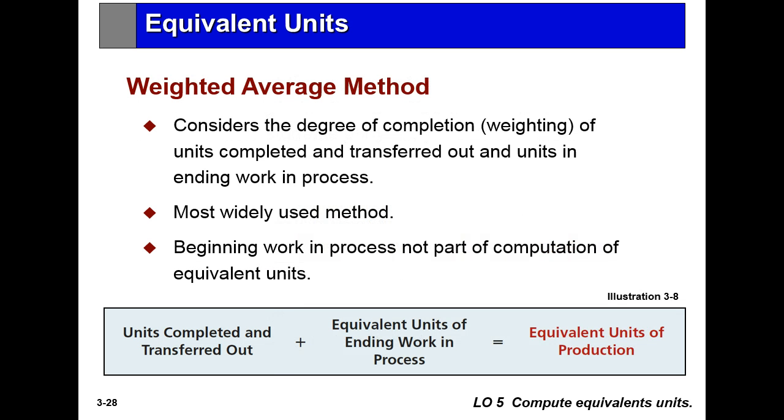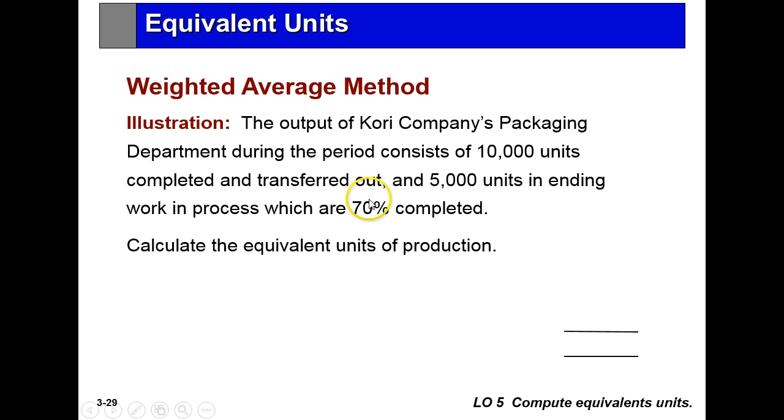Now, you can use different methods of determining an equivalent. The weighted average method is one where you consider degrees of completion of units, and you basically come out with some equivalent method in determining it. So this is the most commonly used. We'll go through an example.